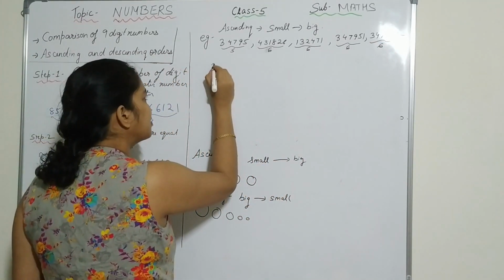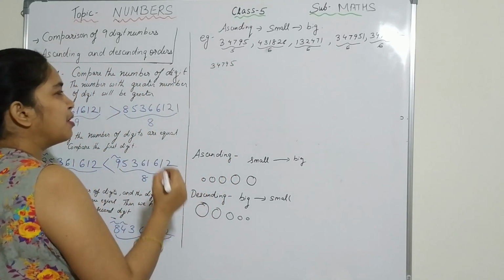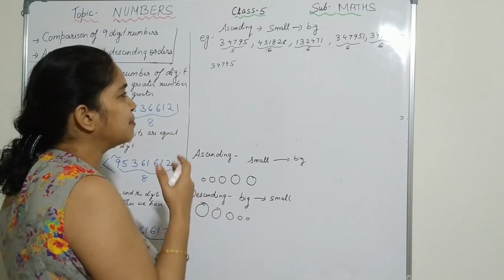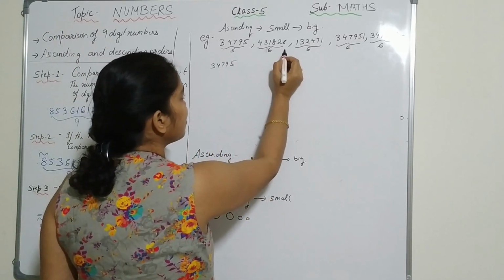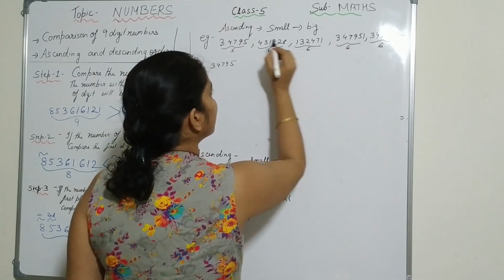So you can write 34795 as the smallest one, because the fewer number of digits are there. Now you have to compare the first number. Yes, which is the first number? So you can see here 4133.